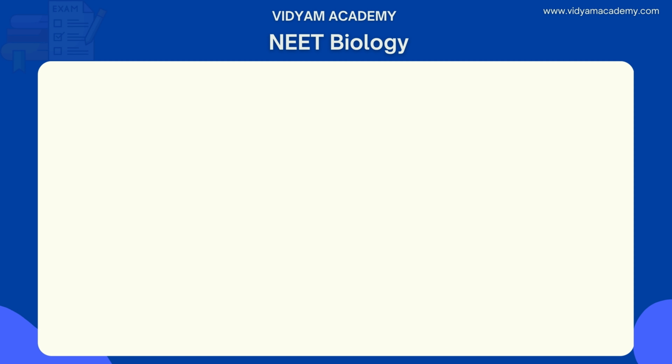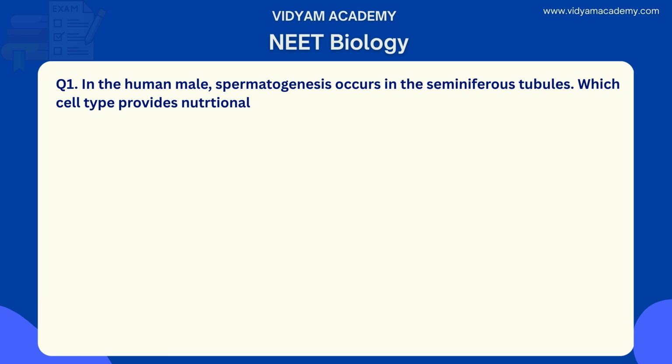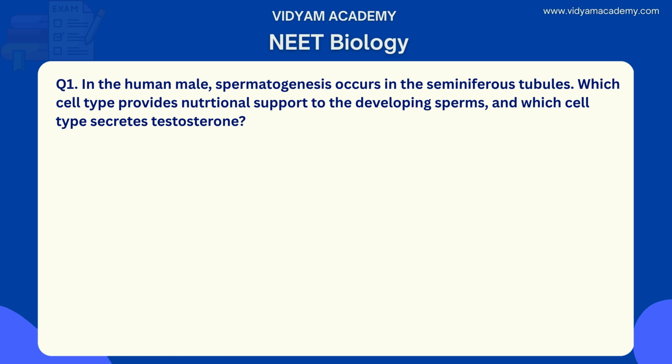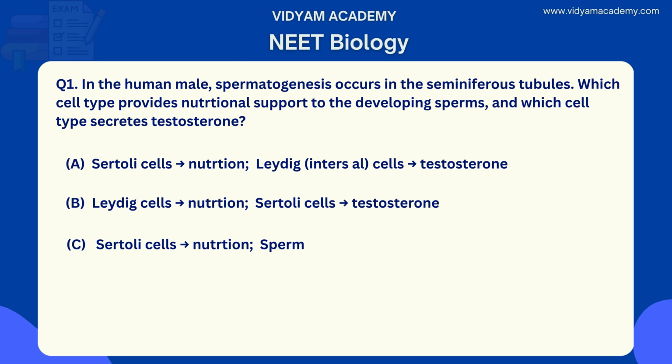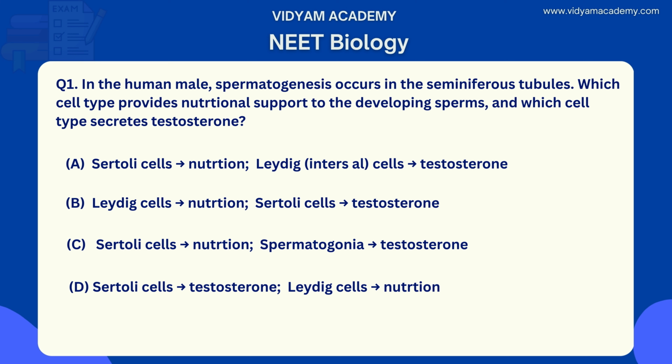The first question is, in the human male, spermatogenesis occurs in the seminiferous tubules. Which cell type provides nutritional support to the developing sperms, and which cell type secretes testosterone? Option A, Sertoli cells, nutrition, Leydig cells, testosterone. Option B, Leydig cells, nutrition, Sertoli cells, testosterone. Option C, Sertoli cells, nutrition, spermatogonia, testosterone. Option D, Sertoli cells, testosterone, Leydig cells and nutrition.